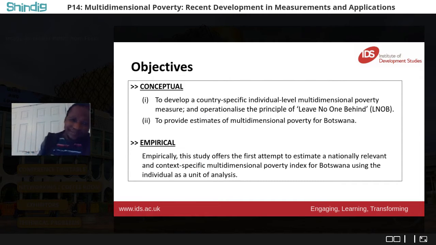Conceptually, this study intends to develop a country-specific individual-level multidimensional poverty measure, and also to operationalize the Leave No One Behind principle. We also want to provide estimates of multidimensional poverty measures for Botswana. Empirically, like I mentioned, this is the first study to undertake this attempt using nationally representative data.